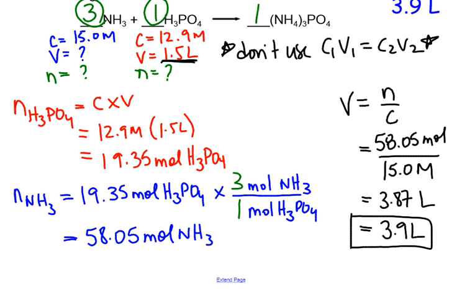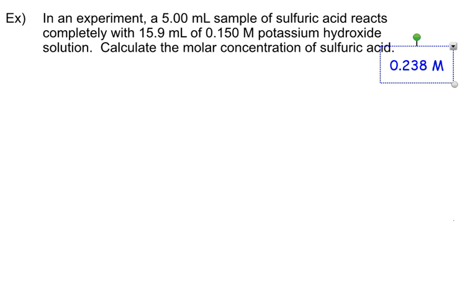Okay. So next question. I'm going to do this one all in one step. In an experiment, I've got a 5 milliliter sample of sulfuric acid reacting completely with 15.9 milliliters of 0.150 molar potassium hydroxide. Calculate the molar concentration of the sulfuric acid. So I have the answer there, again 0.238. If you want to try this on your own and see if you get there, you can pause the video now and do that. So the first thing I need is a balanced chemical equation.